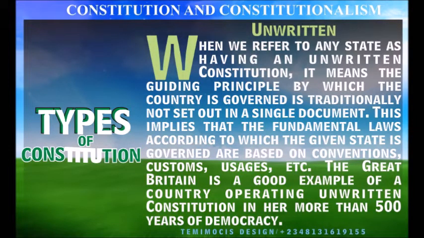When we refer to any state having an unwritten constitution, it means that the guideline by which the country is governed is traditional and not written in a single document. This implies that the fundamental laws according to which the state is governed are based on conventions, customs, usage, and norms. Great Britain is a very good example of a country practicing an unwritten constitution. This means that the British constitution is more or less a product of historic evolution.